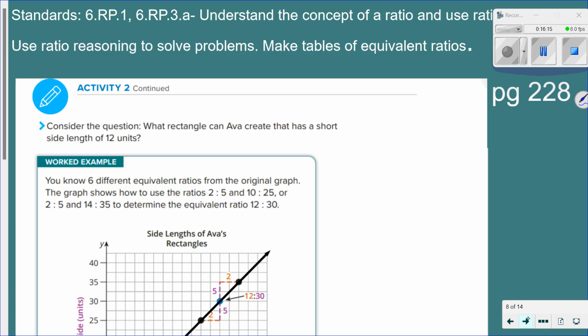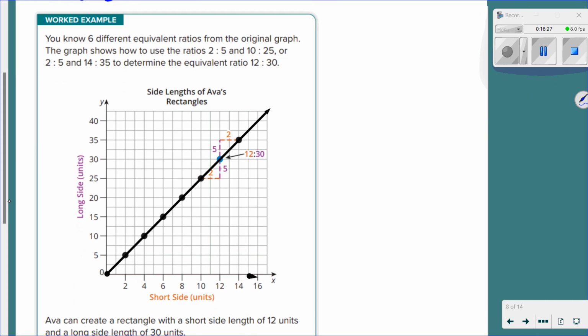We're on 228. So now consider the question, what rectangle can Ava create that has a short side length of 12 units? So we've got several of them. They gave us 6 different equivalent ratios from the original graph. It shows 2 to 5, 10 to 25, 2 to 5, 14 to 35. So now we can get to 12 to 30.